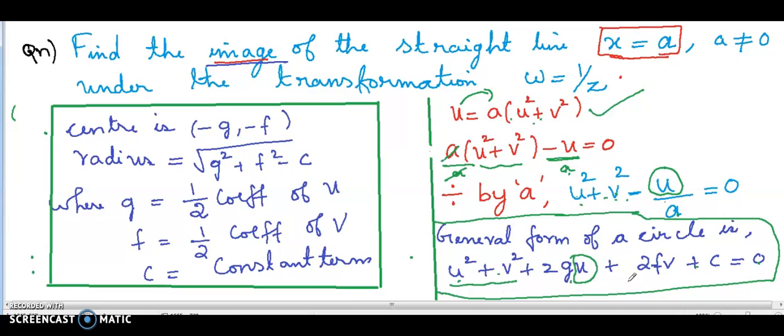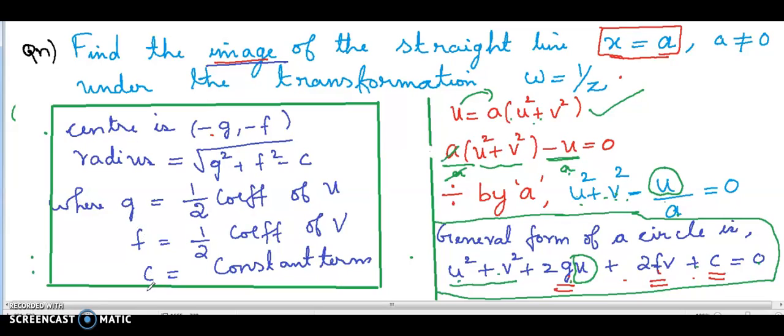When the general form is given like this, the center of the circle is given by minus g comma minus f. You have g and f in this equation. You have to find g and f, and the center is given by minus g comma minus f. The radius is given by the square root of g square plus f square minus c. c is the constant term in the equation. So the radius is the square root of g square plus f square minus c.